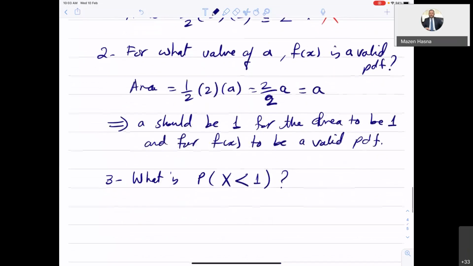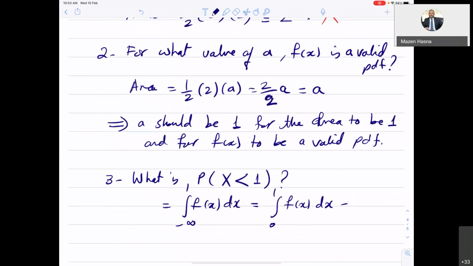1/2. So yes. So in principle, the way to do it is integration from minus infinity to 1, f of x dx, and we know that the function starts at 0, so this is integration from 0 to 1, f of x dx, and then this is 1/2 by inspection. Okay.